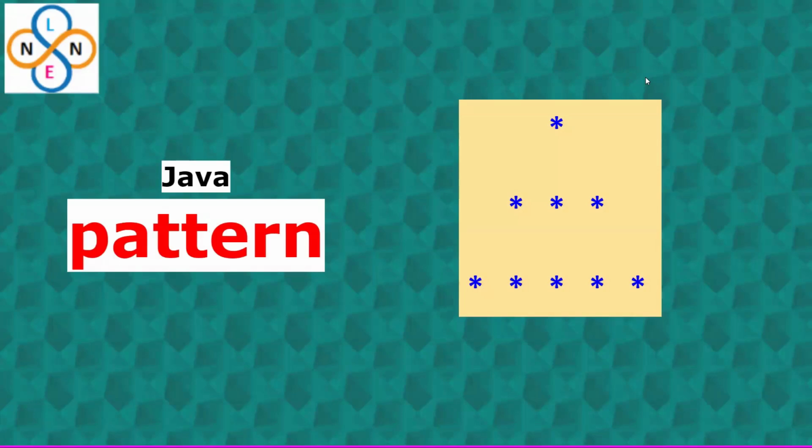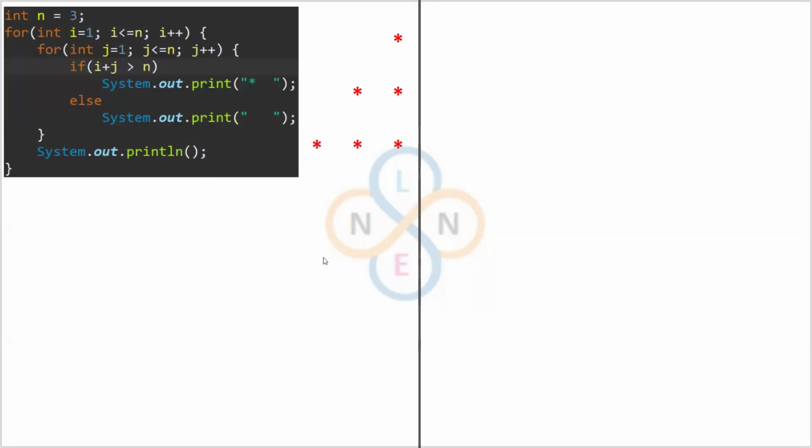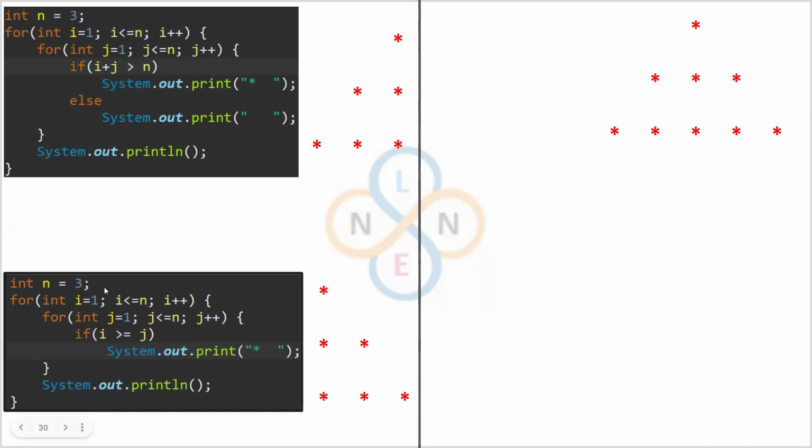In this video, let's discuss another Java pattern, a pyramid type of triangle. In the previous video we already discussed how to get this pattern and the logic behind it, and this is the logic for that. We also discussed this triangle pattern, and this is the logic for that. In the current video, we'll discuss the pyramid pattern, which is the combination of these two.